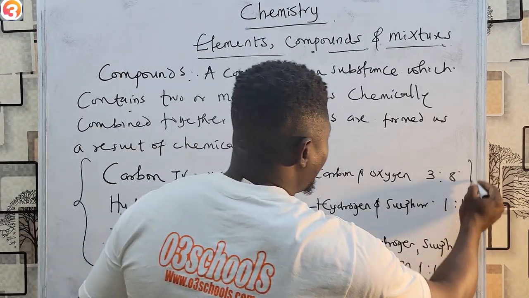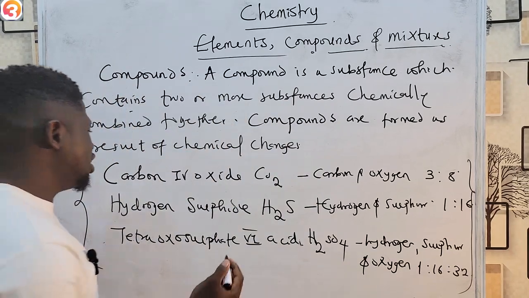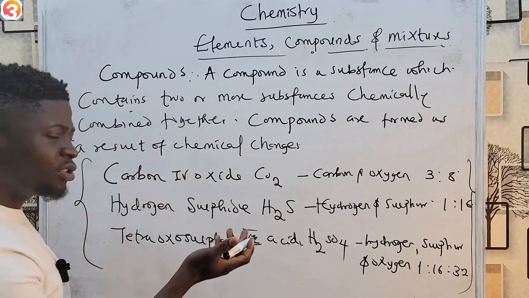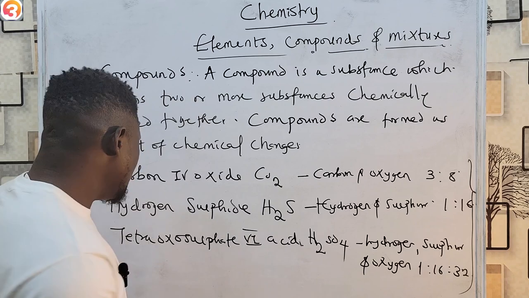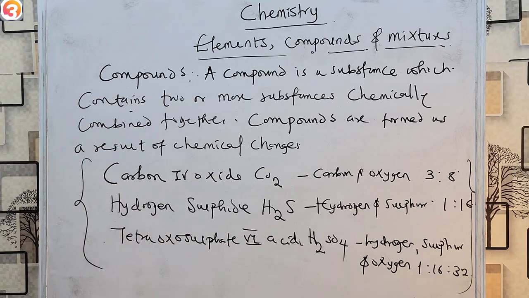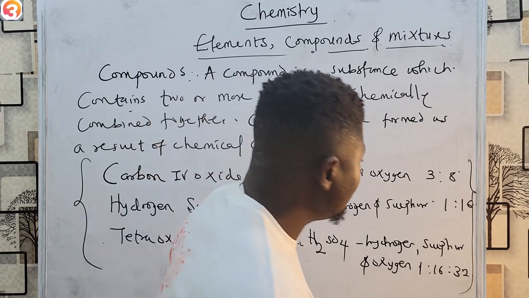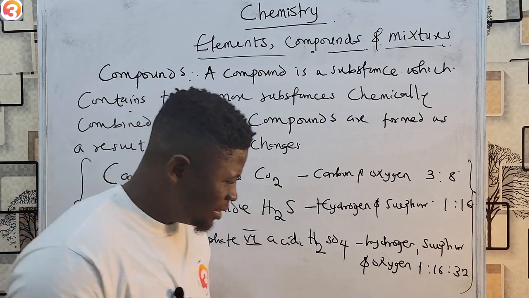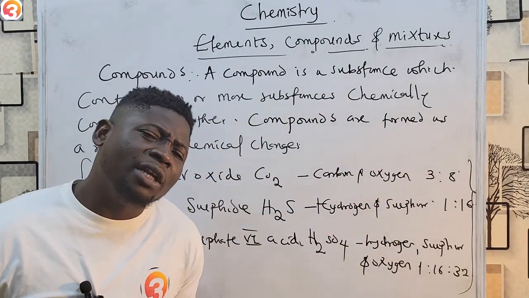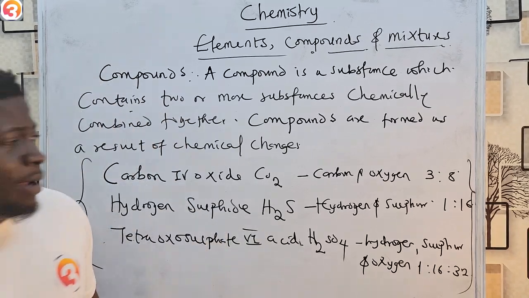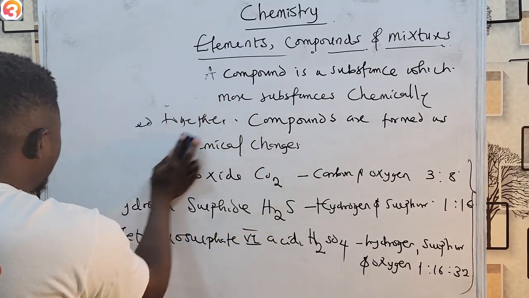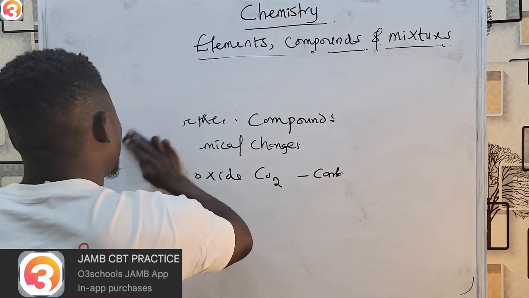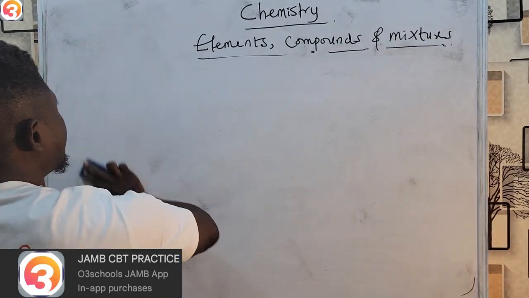All right, so these are examples of compounds. They are formed as a result of chemical changes. Carbon dioxide is formed when carbon reacts with oxygen, right? Hydrogen sulfide is formed when hydrogen reacts with sulfur. Then tetraoxosulfate(VI) acid, of course, is formed from the reaction between its components. All right, so these are examples of compounds. If we've seen the examples of compounds, the next thing we are going to jump into are mixtures, right? So let's move over to what mixtures are. Let's see the types of mixtures we can have.